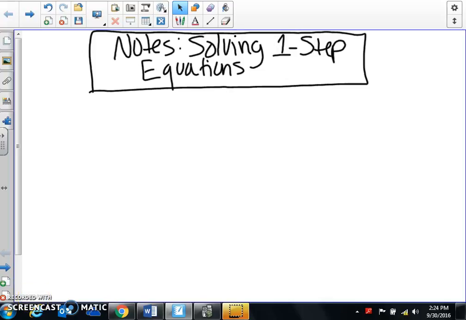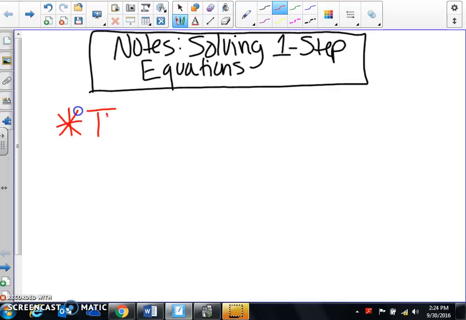Okay, we're going to start off with one-step equations. In general, when solving equations, you do the opposite operation.